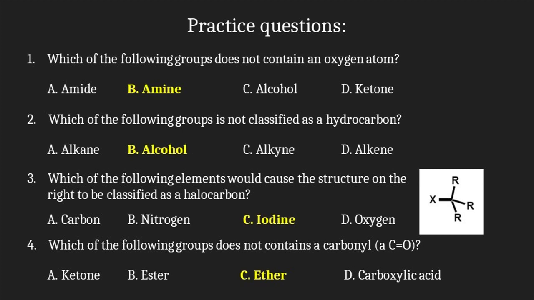The answers are as follows. For question 1, the correct answer is an amine, as there is a nitrogen but there is no oxygen present. For question 2, an alcohol is correct because it is not a hydrocarbon as there is an oxygen present. For question 3, to be a halocarbon, there has to be a halogen present, and the only halogen in the choices is iodine. And for the last one, a ketone, an ester, and a carboxylic acid all have a carbonyl in them, and ether only has a single bonded oxygen, and that is why it is correct.